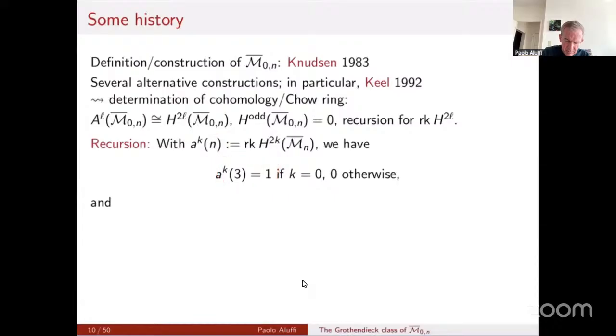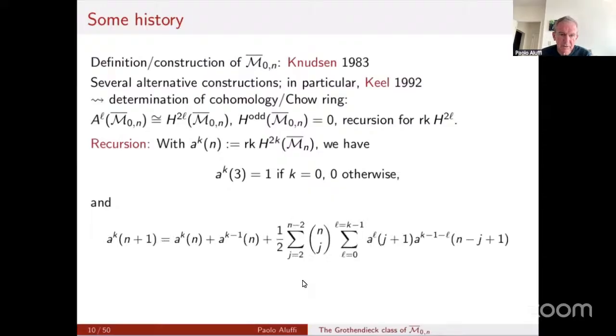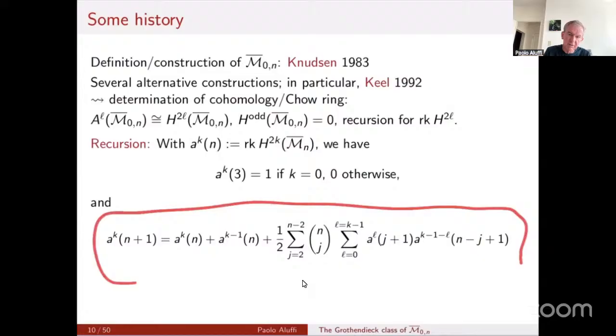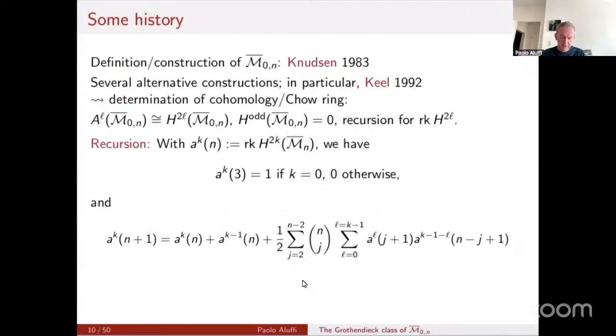A_k(3) is 1 if k equals 0 and 0 otherwise. This is just saying that M_0,3 bar is a point. So the class of a point is 1 in this ring. And then I have to tell you how to go from one n to the next, and this is what Keel states and proves. It's a somewhat complicated formula involving the nth level Betti numbers and even the lower level Betti numbers combined in this curious fashion. That's how you go from one to the next. So this information is enough to reconstruct this big tree of classes I showed you a moment ago.